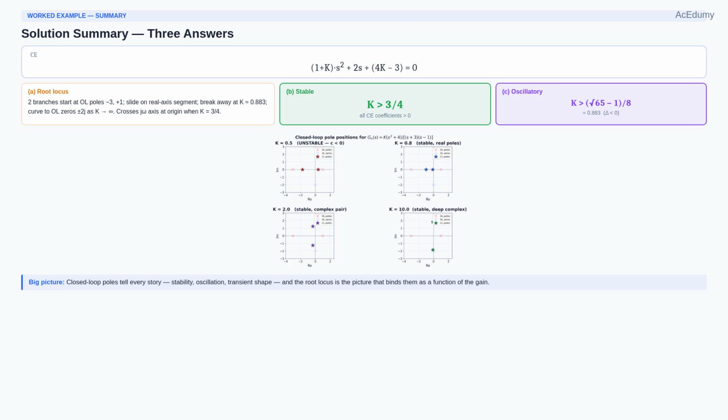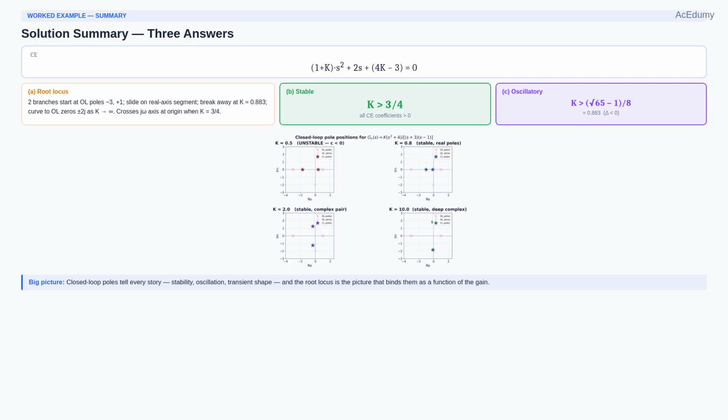3 answers. Question A. Root locus. 2 branches starting at the real poles -3 and +1, sliding along the real axis segment between them, breaking away at k equal to root 65 minus 1 over 8, curving into the complex plane and ending on the zeros at plus and minus 2j as k grows large. The locus crosses the j omega axis at the origin when k equals 3/4. Question B. Closed loop is stable when k is greater than 3/4. Question C. Closed loop is oscillatory when k is greater than root 65 minus 1 over 8, approximately 0.883.